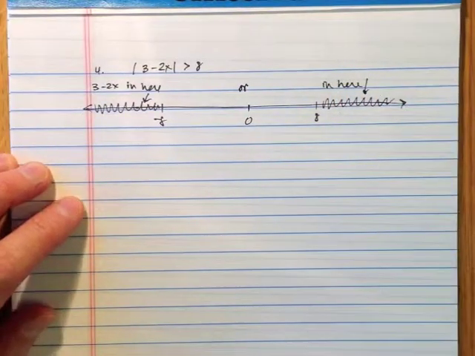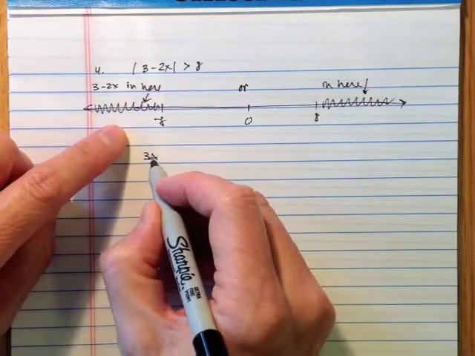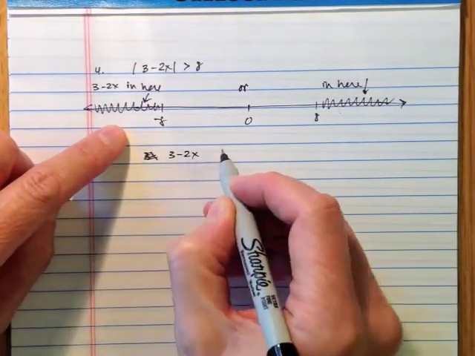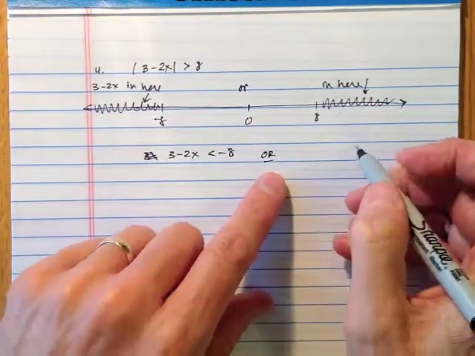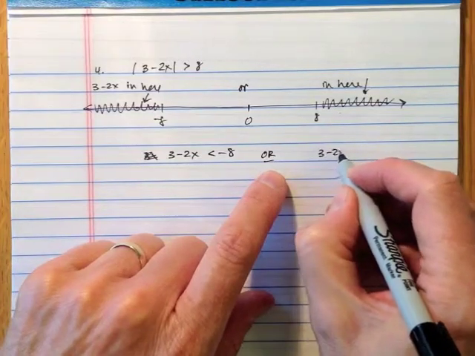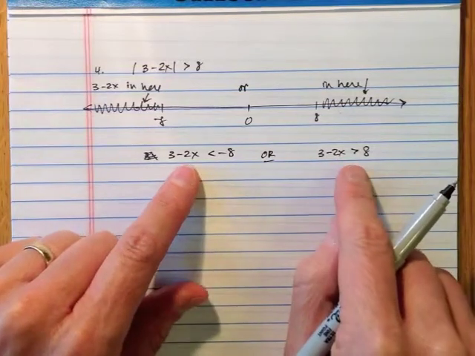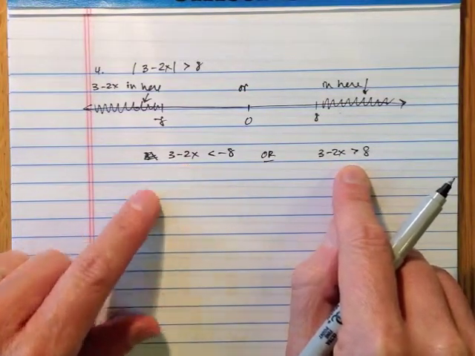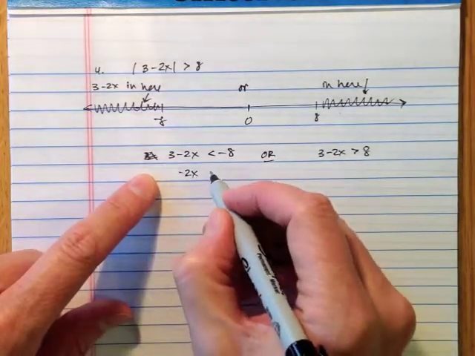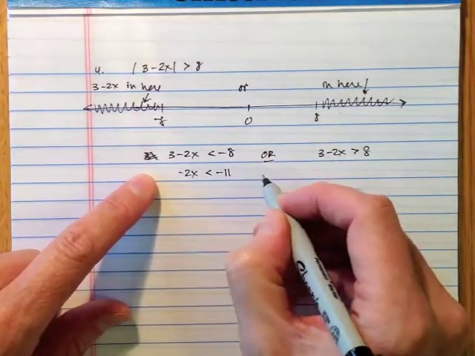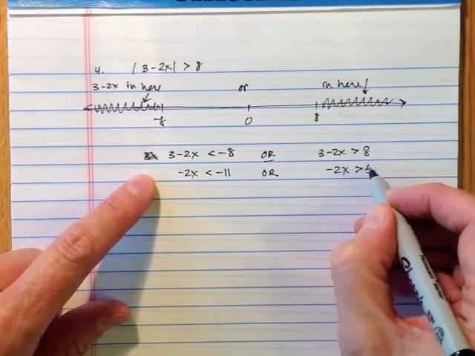How do I write that with inequalities? Well, to be in here, 3 minus 2x is going to be less than negative 8, and there's no other way but to just use that word, or 3 minus 2x is going to be bigger than positive 8. But now I've got two non-absolute value inequalities that I can solve. So I'm going to subtract 3.